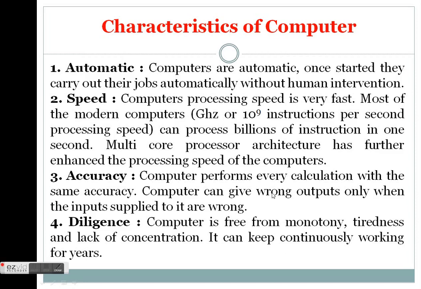Computer performs every calculation with the same accuracy. For correct inputs, it will always give correct results. It will give wrong outputs only when the inputs supplied to it are wrong. The fourth characteristic of computer is diligence. Students, as you can understand, a computer is a machine, so it is free from monotony, tiredness, and lack of concentration. We can keep using computers without switching them off for years.